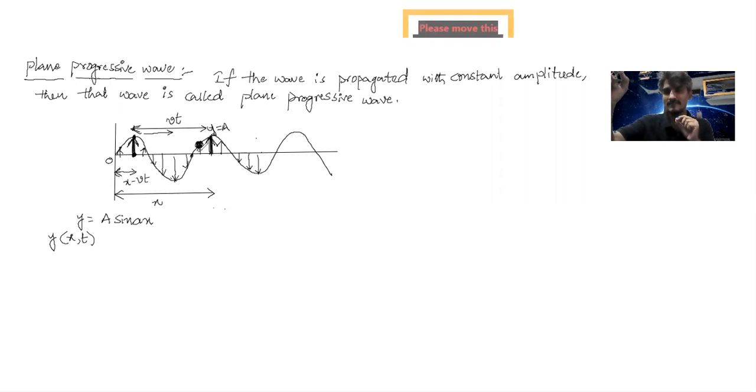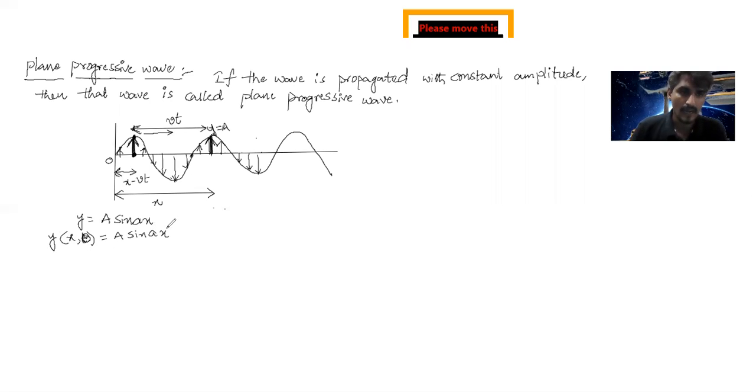The position of the particle is y. At what time? At time t. So therefore y of x comma t, clearly it can be written as, at t is equal to 0, y of x comma 0, then we can write it as a sine ax. This is clear. y of x comma 0 can be written as a sine ax at t is equal to 0 seconds.